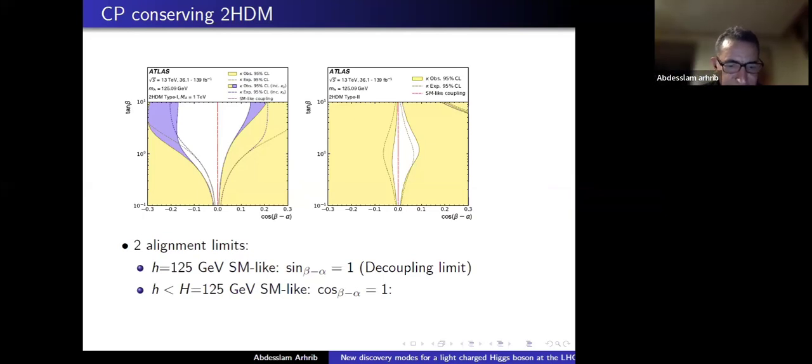In this work, I will assume the inverted scenario. Meaning I will assume that the heavy one is the 125 GeV, and the light one is less than 125. In this scenario, to be consistent with the LHC, we require that cosine beta minus alpha is close to 1, and sine beta minus alpha is very close to 0.